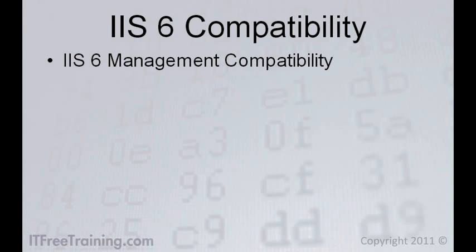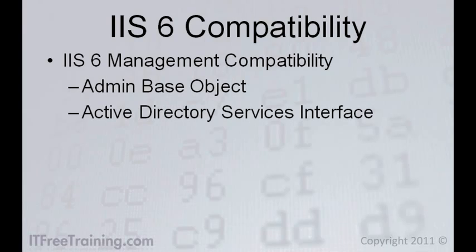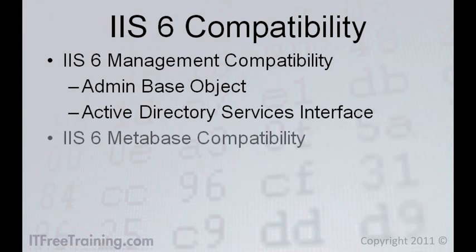IIS 6 Management Compatibility also installs Admin Base Object and Active Directory Service Interface. If you have web applications that use these, you will need to install this component. IIS 6 came with a metabase that stored settings for IIS. These settings have been replaced with an XML file in IIS 7. If you have web applications that query the IIS 6 metabase, you will need to install the IIS 6 metabase compatibility component. This will enable IIS 6 web applications to use the same interface as before.